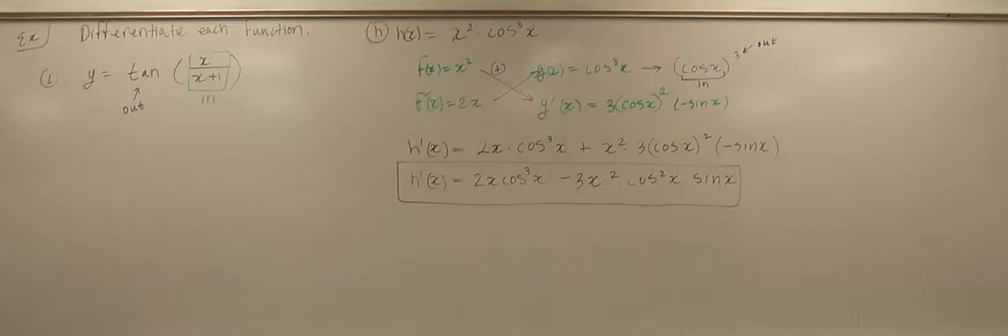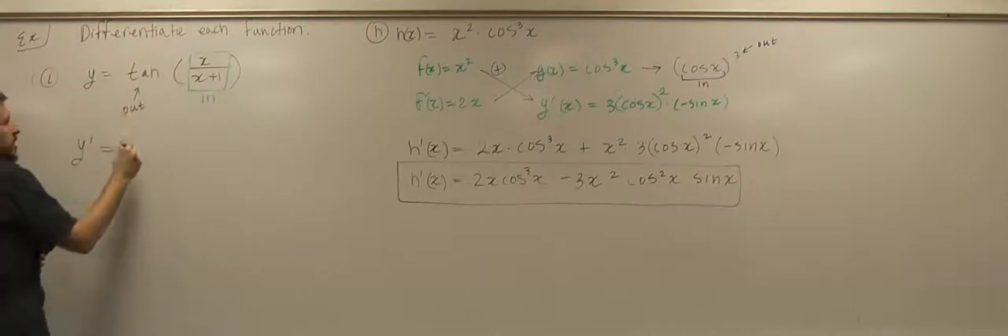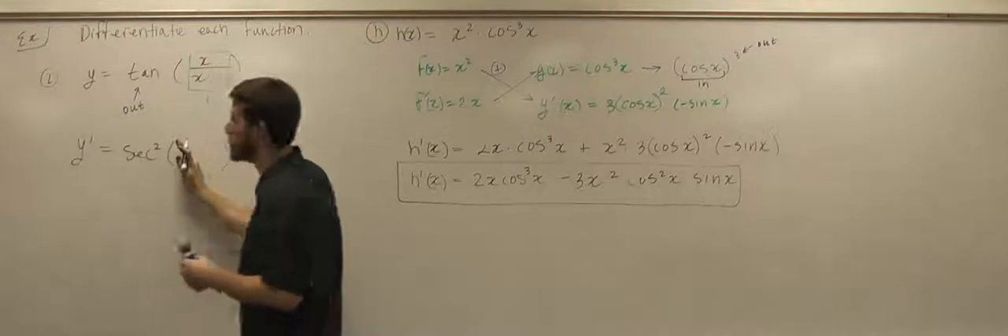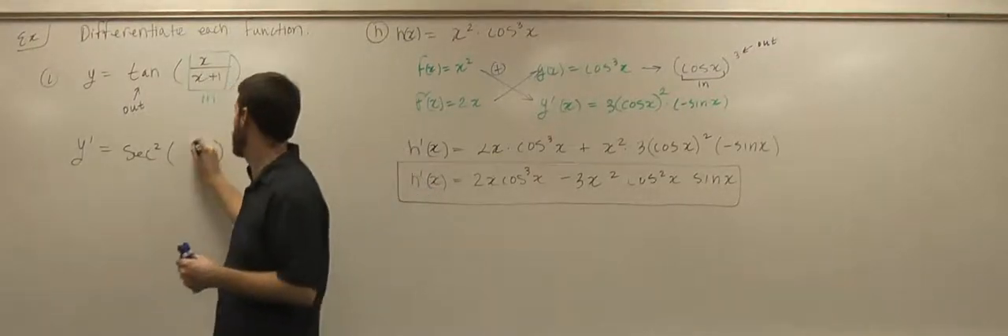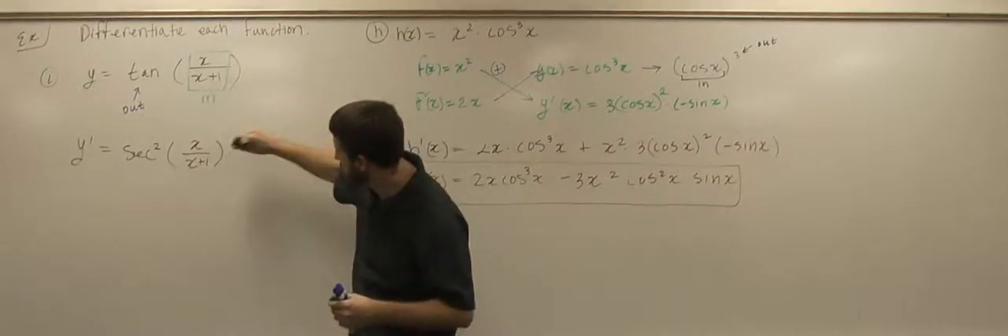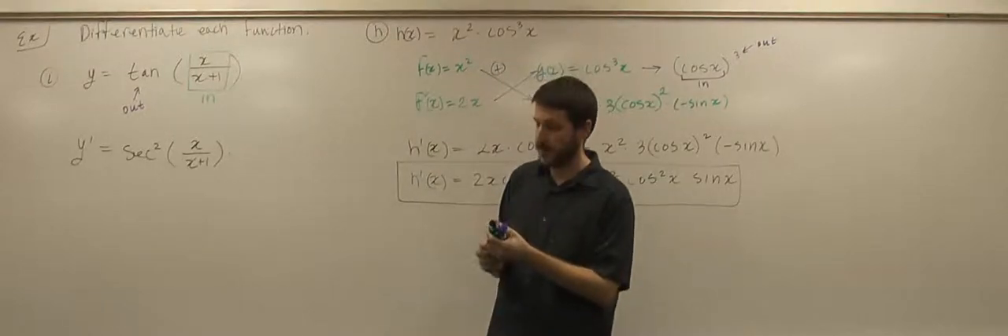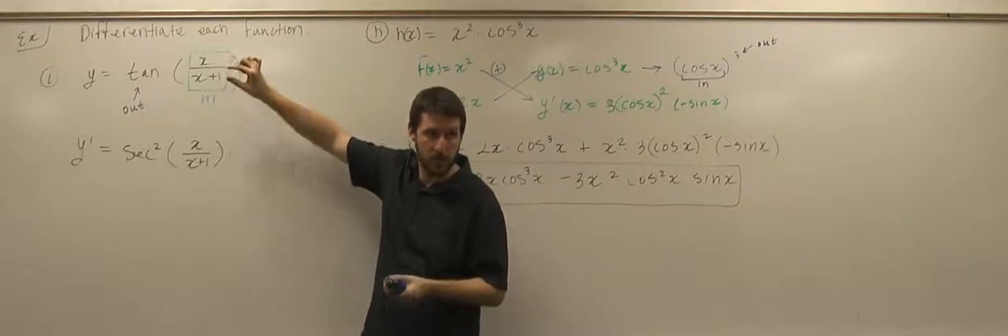So you start the chain rule by doing the derivative of the outside. y prime equals the derivative of tangent, which is definitely secant squared. Inside of the secant squared, you put the same exact thing you have, x over x plus 1. Then the chain rule says multiply by the derivative of the inside. And the derivative of x over x plus 1 is a quotient rule.